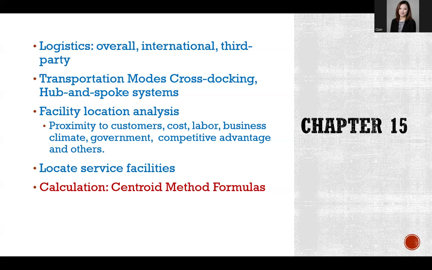For the facility location analysis, we have 15 factors in total, so read those 3 slides. When you want to choose a new facility location, what kinds of issues do you need to consider? For example, the proximity to customers, the cost, the neighbors, the tariff fees, the government policies, competitive advantages, and so on. In total, we have 15. Also take a look at the locate service facility material there.